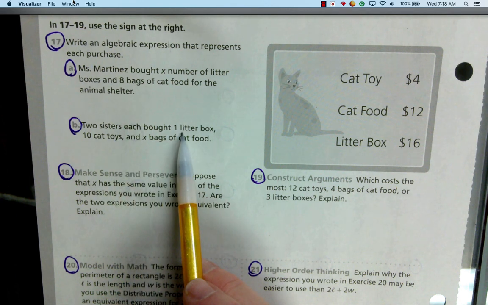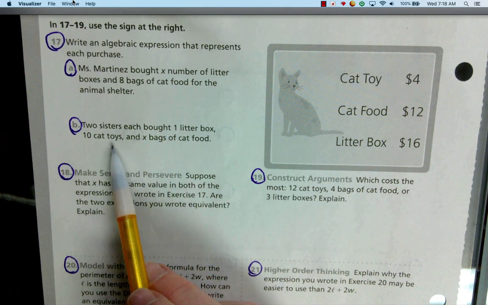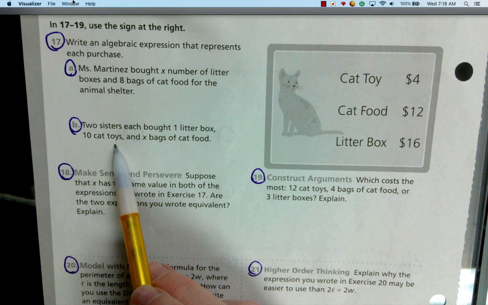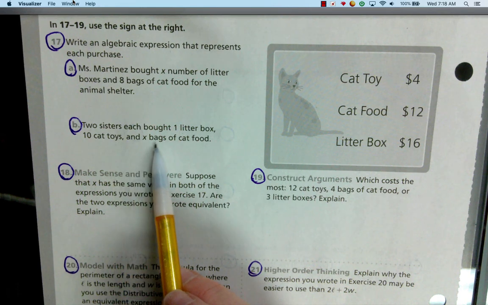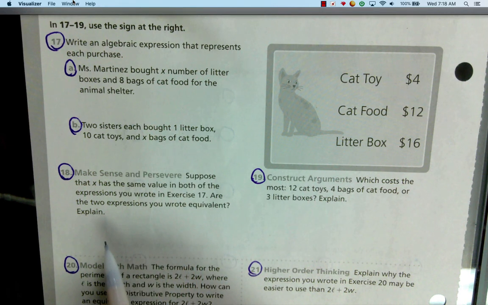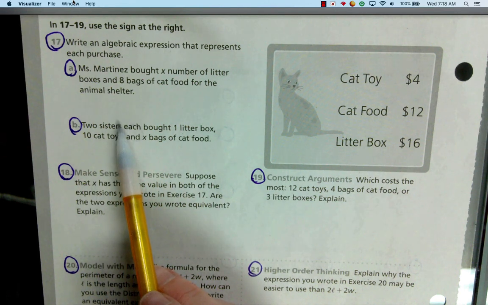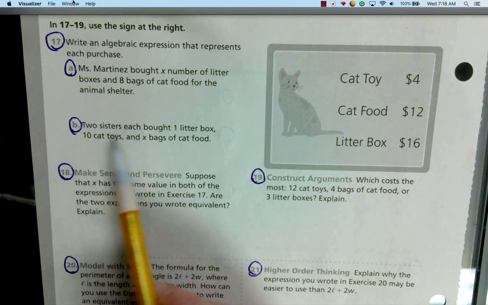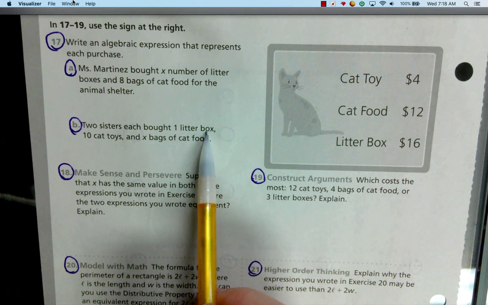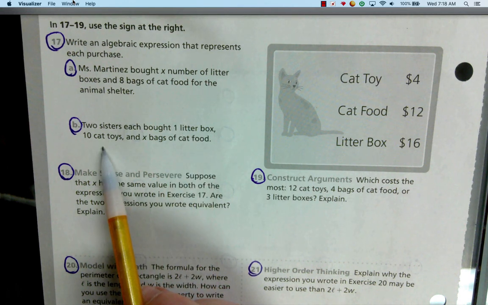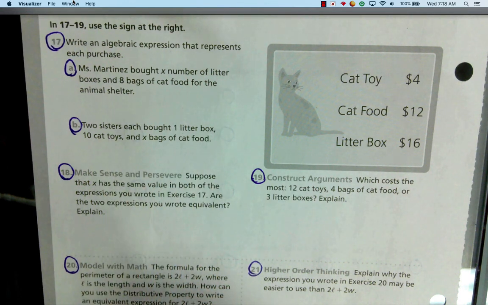Each one bought 1 litter box, 10 cat toys, and X bags of cat food. So hear me out. 2 sisters. So we're thinking 2 times 1 litter box, 10 cat toys, plus X bags of cat food.